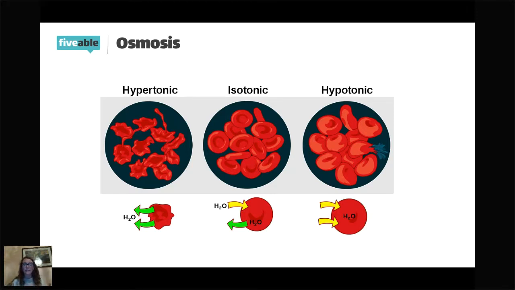And I can give you some examples that might make a little bit more sense of that. Like when you're super dehydrated, if you have really bad diarrhea, which we don't like to think about, but it happens sometimes, then these concentration gradients can shift.